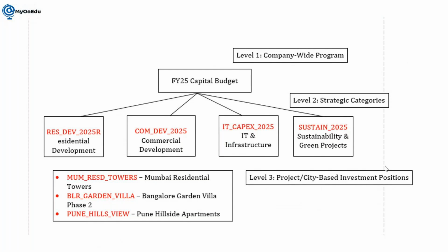So in the previous example I have taken, the program positions we created were for a department or for a division. Here we can create a program structure which can be considered as strategic categories, or it can be based on some investment, like project or city based, that is, location based. Department wise, based on the organizational structure, we can create. Based on the product, product categories we can create. Let's say location wise also.